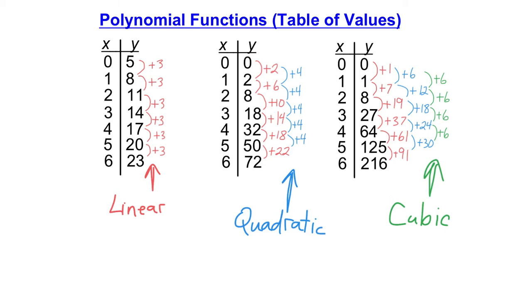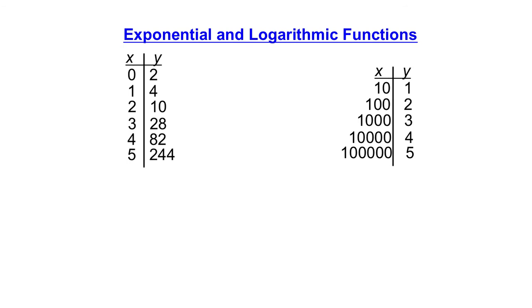So if I looked at the first differences, the second differences, the third differences and they were not all the same, then I could take the fourth differences. If they were the same, it would be a quartic function, etc. And the last thing I want to talk about is the difference between exponential and logarithmic functions when we look at their tables of values.